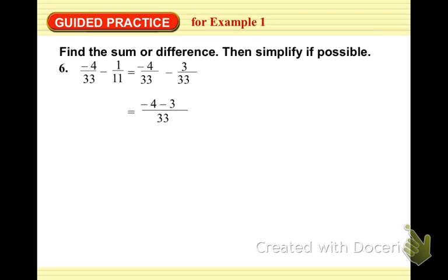Negative 4 minus 3 is the same as negative 4 plus negative 3. So remember that when you see subtraction, you want to deal with it so that we can deal with the integers. Negative 4 plus negative 3 is negative 7. And I write that over 33.